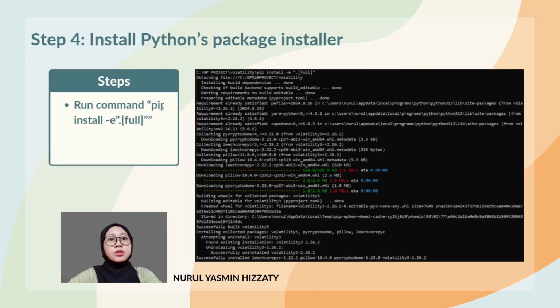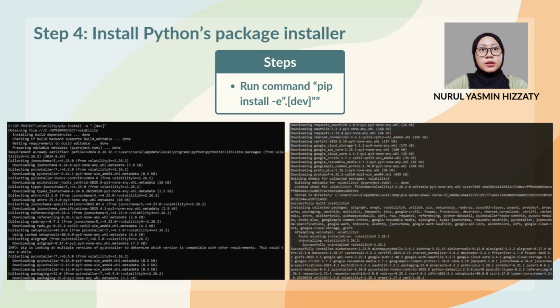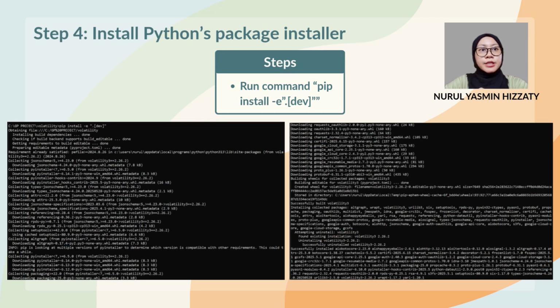The next step is to install the Python package installer, which will allow new libraries to be added into Python. Thus, we need to run the command pip install -e .[full]. By running this command, it will collect the libraries by downloading and installing them. Once successful, run the command pip install -e .[dev] to allow an editable mode installation of Volatility.